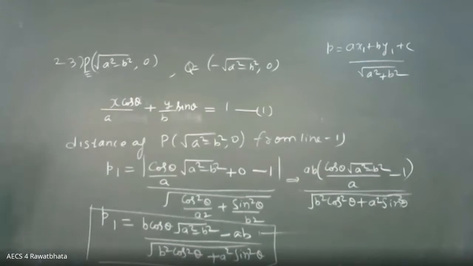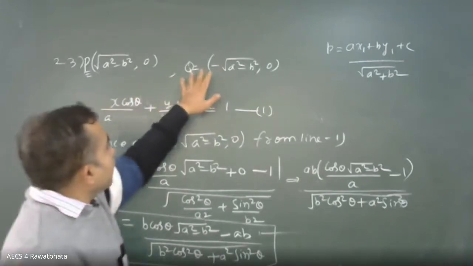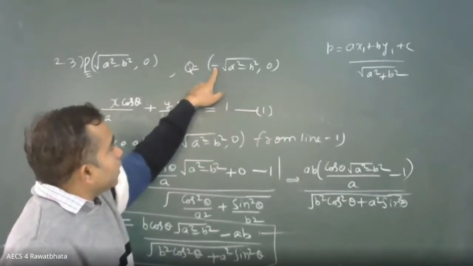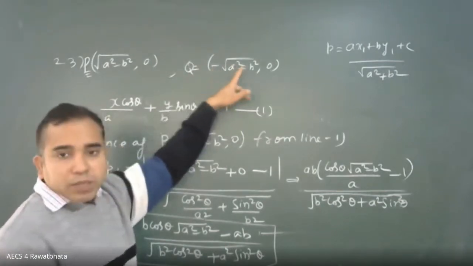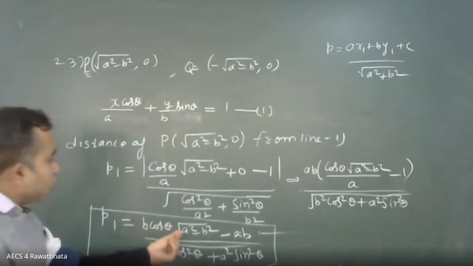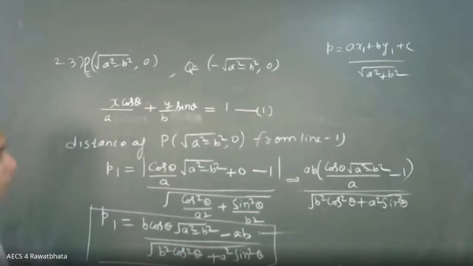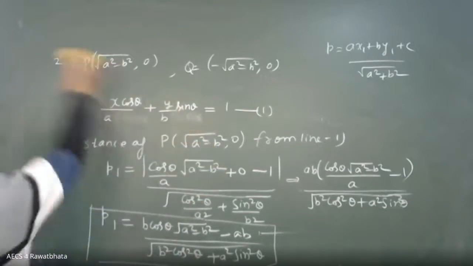Similarly, we can write the other one because the coordinates of point Q are quite similar. The only thing is, in place of this root a square minus b square, here it is minus root a square minus b square. So just in place of this root, you write minus root of a square minus b square, and that will be P2. So writing directly using similarity.